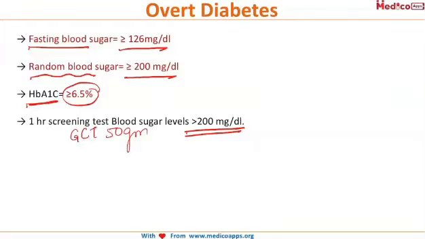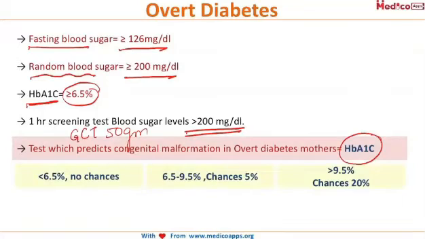Now as we said, these females with overt diabetes have hyperglycemia right from day 1 of the pregnancy, that is the day they have conceived, and so the free radical formation is also increased right from the beginning of the pregnancy, and this is the reason that during organogenesis the fetus is exposed to these free radicals. So there are increased chances of congenital malformations. And the test which predicts the congenital malformation risk in these overt diabetic females is HbA1c, again one important question.